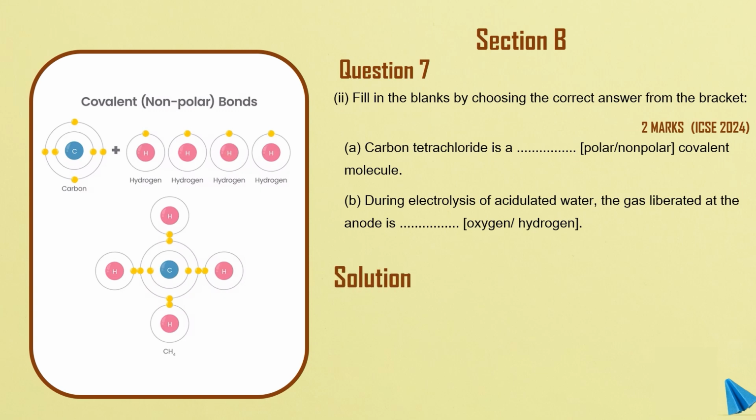The answer to the first one is non-polar. Carbon tetrachloride is a non-polar covalent molecule. The answer to the second question is oxygen, that is during electrolysis of acidulated water, the gas liberated at the anode is oxygen.